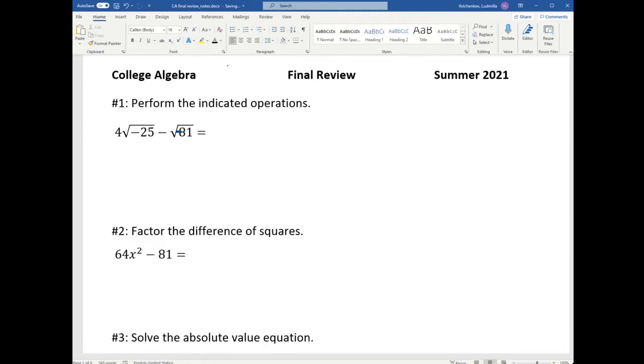So we have square roots of negative numbers: the square root of negative 25 and the square root of negative 81. If you have a square root of a negative number, the first thing to do is write it in terms of i, the imaginary unit, which is the square root of negative 1. The first square root can be written as 4 times i times the square root of 25, and the second one as i times the square root of 81. Both 25 and 81 are perfect squares.